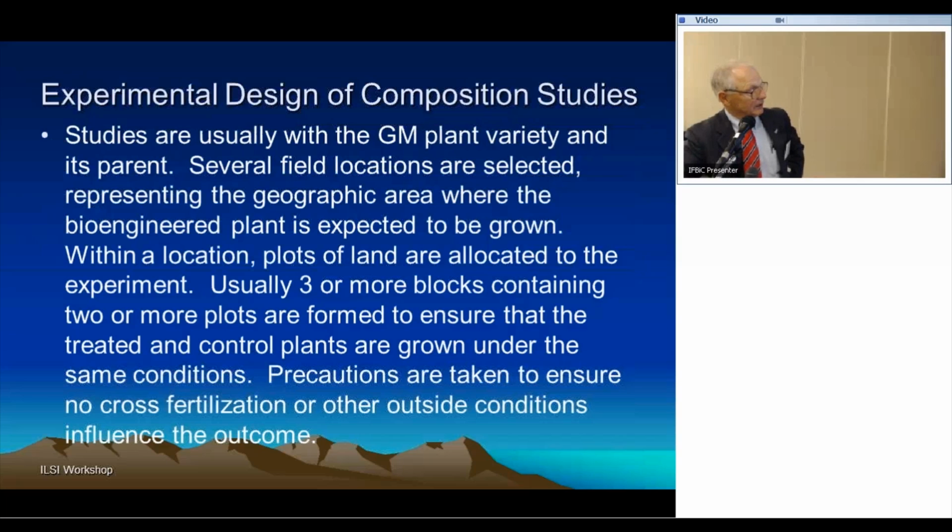Okay, precautions are taken to ensure no cross-fertilization or other outside conditions influence the outcome. So, if you're growing corn, you don't want genes flowing in from a close relative or close proximity to influence how that corn is going to be fertilized and grown. So you eliminate all those that you can, so you're only looking at what you think you are.